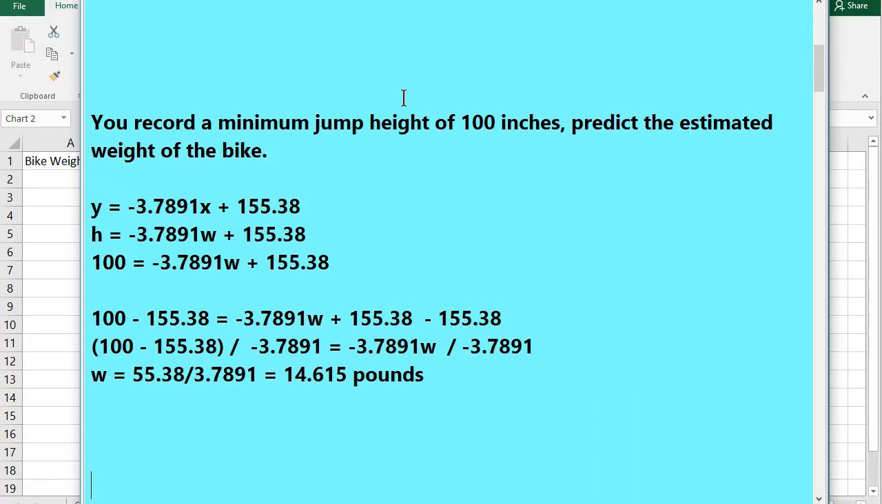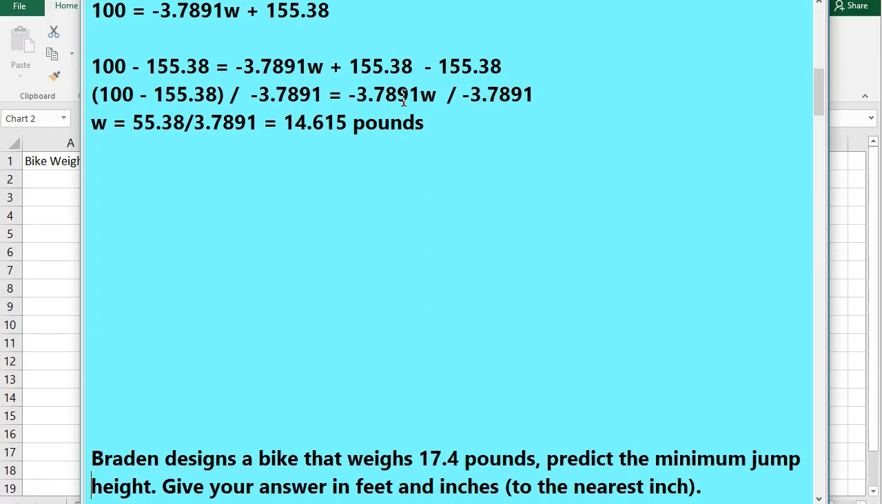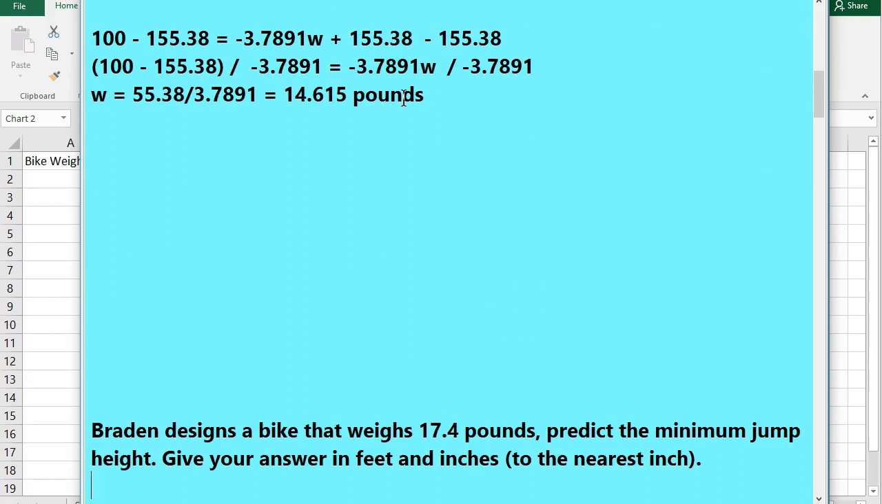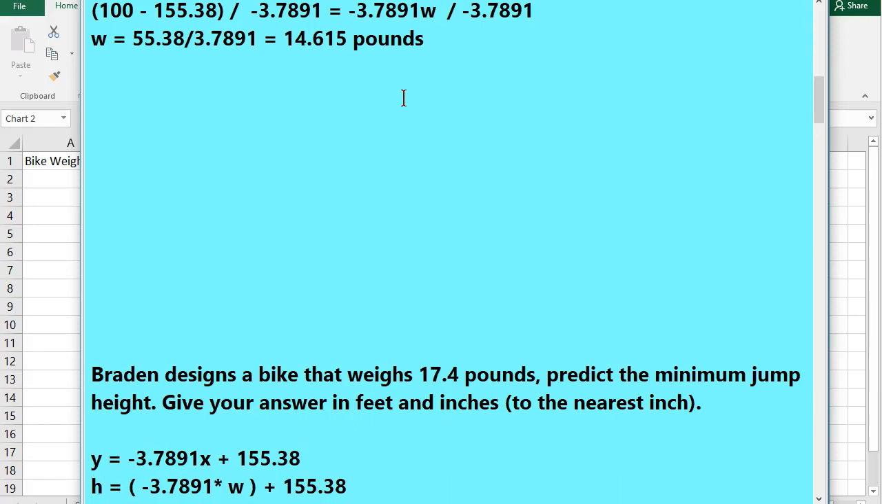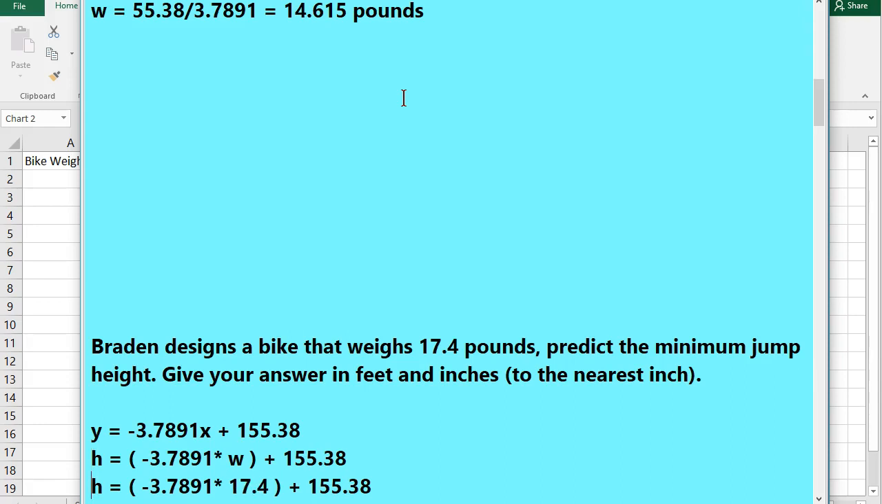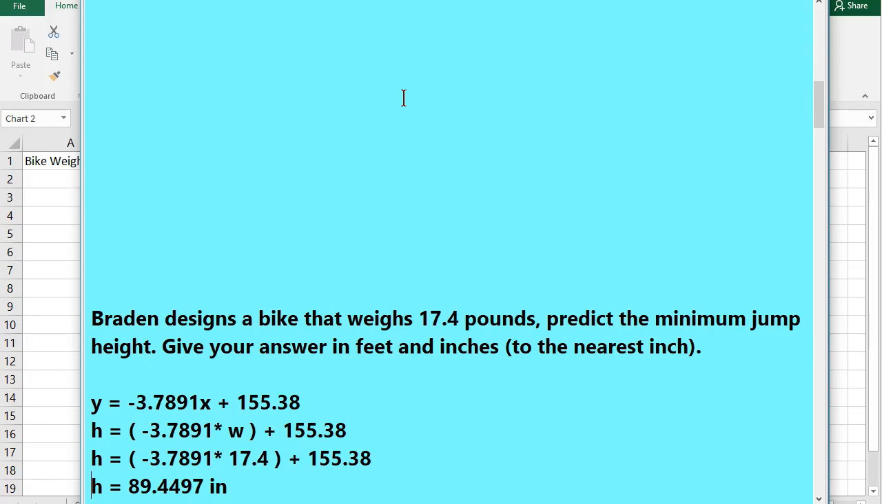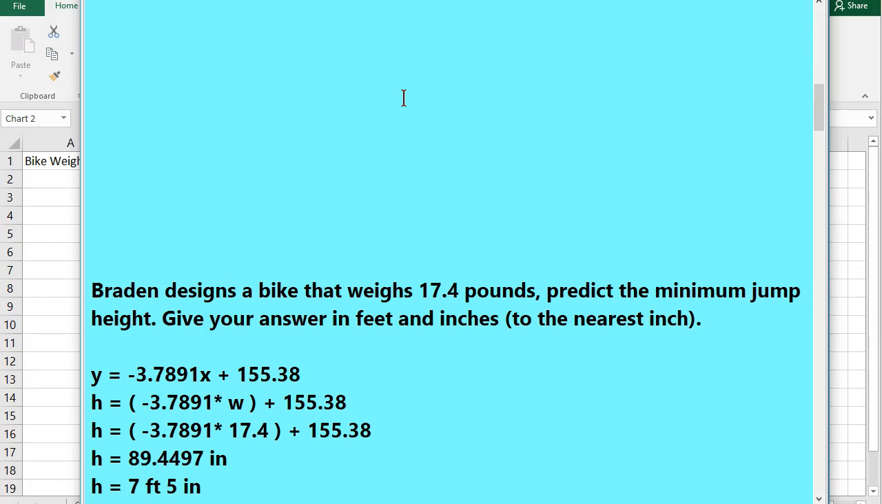So let's look at another problem. Braden designs a bike that weighs 17.4 pounds. Predict the minimum jump height. Give your answer in feet and inches to the nearest inch. All right. So we start with that same formula. Remember that we said the y was height and the x was weight. So we're going to plug in our number 17.4 pounds where the weight is. And then we work that out and we get 89.4497 inches. So that's a little overkill, but I want to know feet and inches. So we convert that to 7 feet 5 inches.